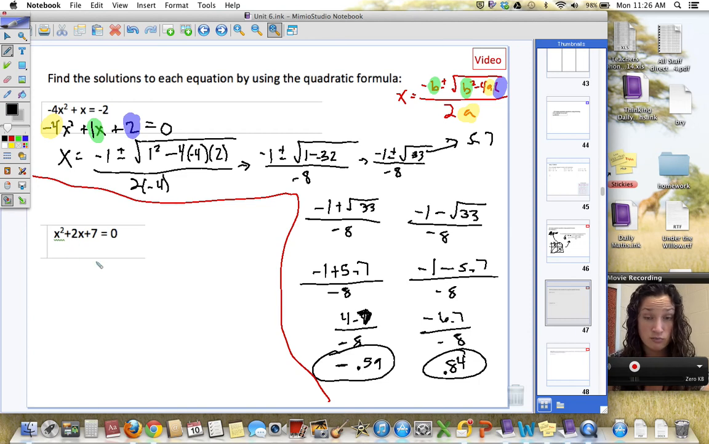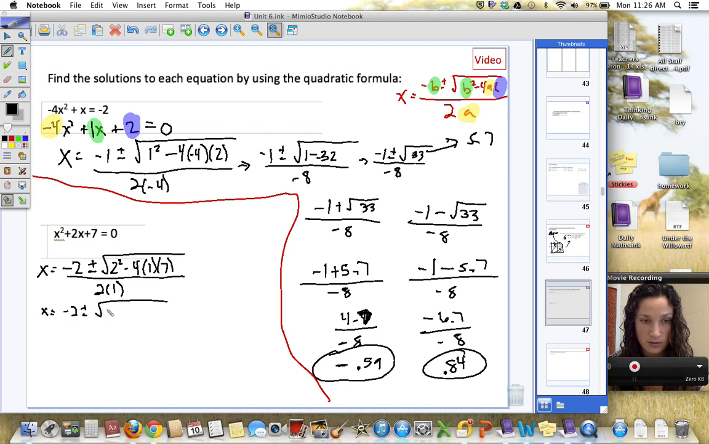Problem 2, this is already set up, so I'm going to then just plug into here. So I'm going to have x equals negative b, so opposite of b, so b is 2, so negative 2 plus or minus the square root of 2 squared minus 4 times, my a is 1, my c is 7, all over 2 times 1. So I'm going to simplify. Negative 2 plus or minus the square root of 4, right? 2 squared is 4, minus 7 times 1 times 4, which is just 7 times 4, which is 28, right? Yes.